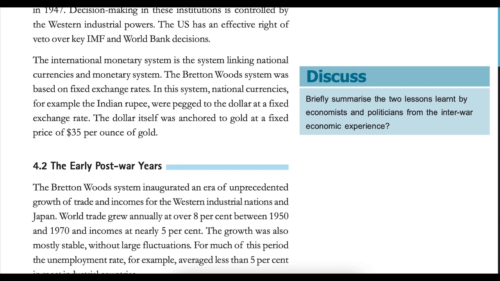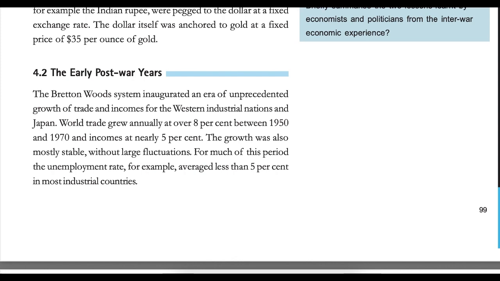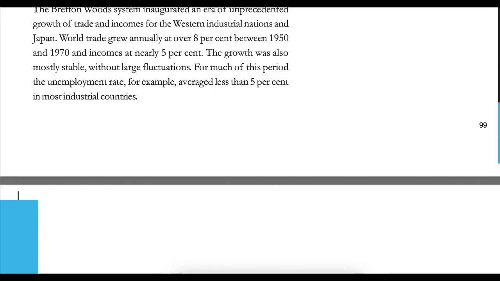The early post-war years. The Bretton Woods system inaugurated an era of unprecedented growth of trade and income for the Western industrial nations and Japan. World trade grew annually at over 8% between 1950 and 1970 and incomes at nearly 5%. The growth was also mostly stable without large fluctuations. For most of this period, the unemployment rate, for example, averaged less than 5% in most industrial countries.